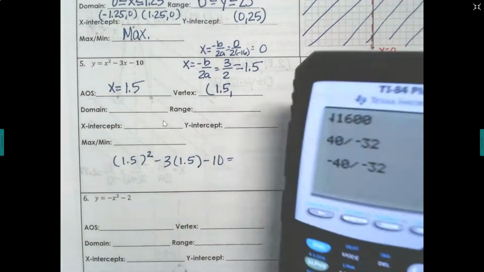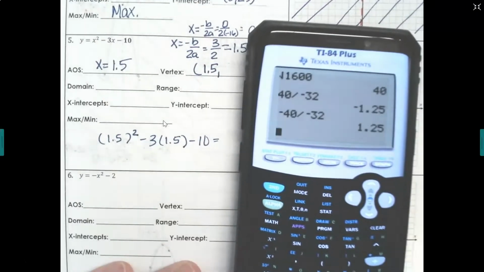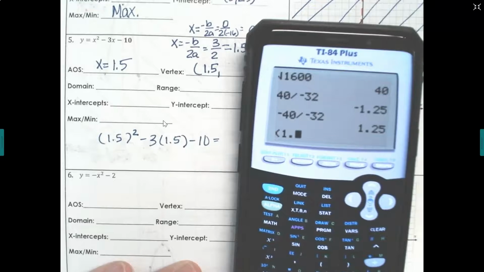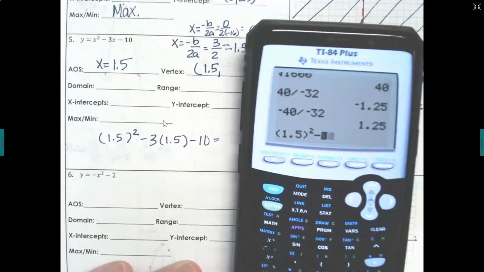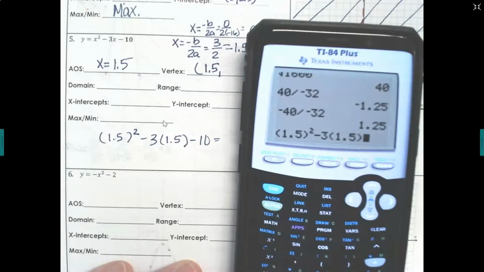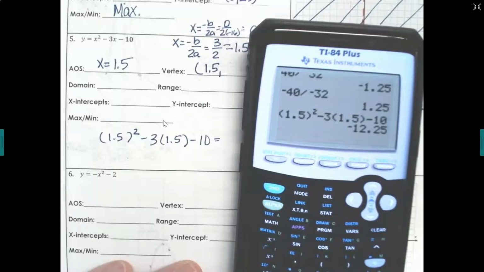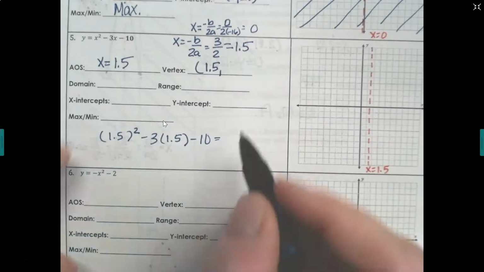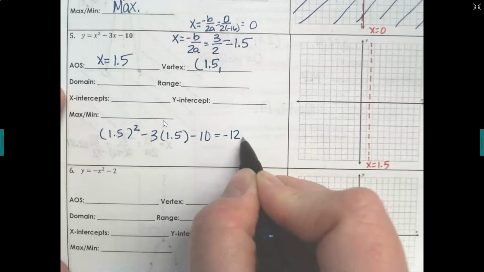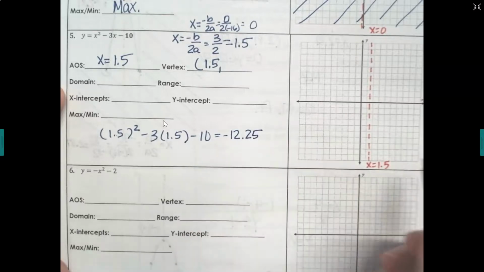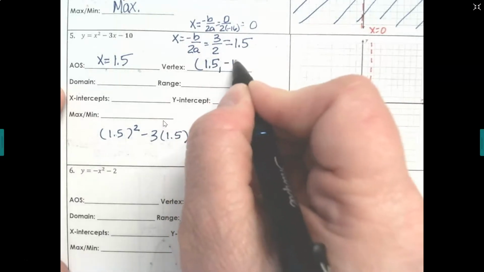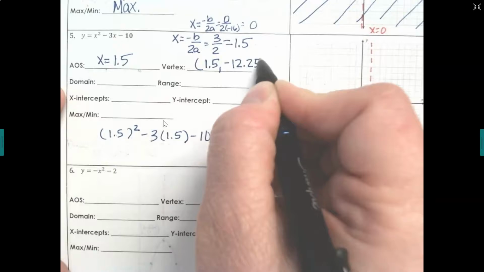So once you've got it set up, you can just put it into your calculator. Parenthesis 1.5, close it, square. Minus 3 times 1.5 minus 10. So it looks just like it. I wrote it down. I write equals, and I get negative 12.25. So my y value is negative 12.25.